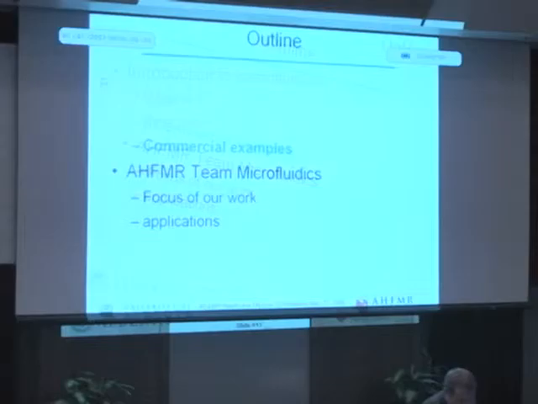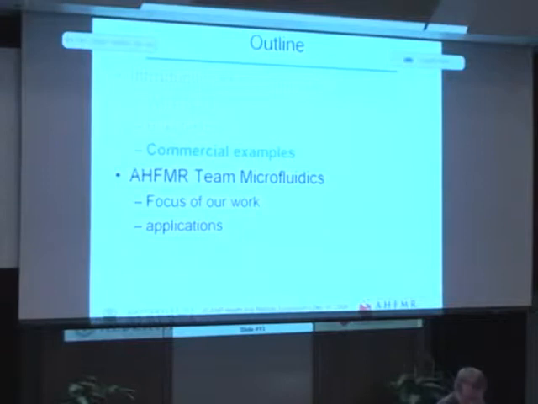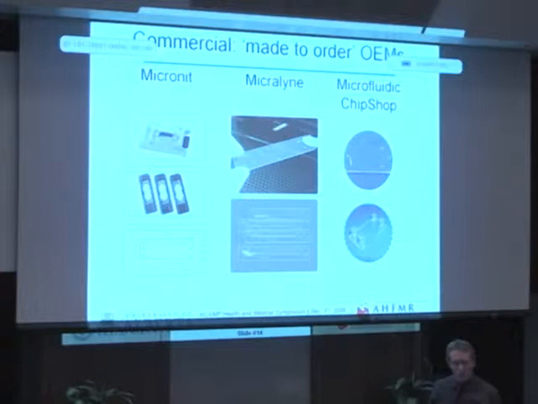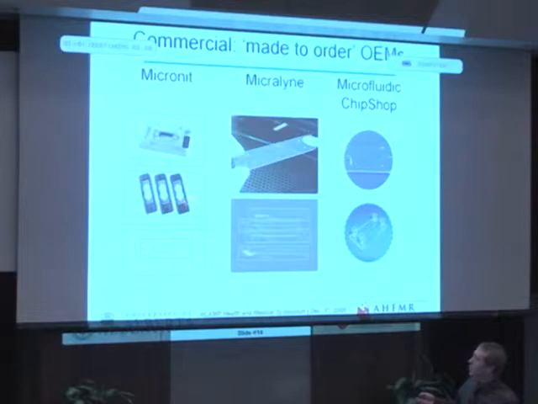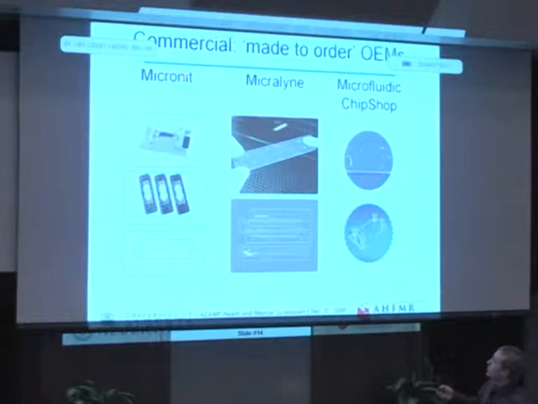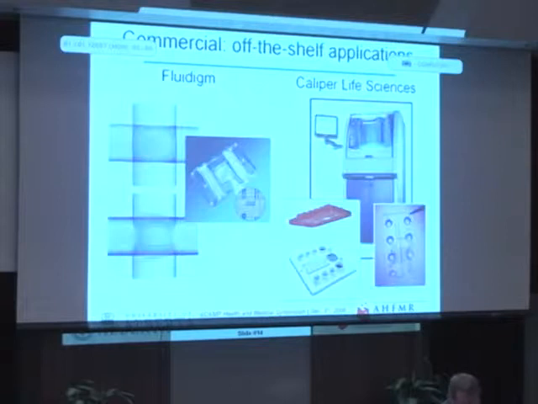So let's look at a few commercial examples. I'll kind of zip through these a little bit. There are a number of companies that are working in the area of microfluidics. Some are doing mostly OEM manufacturing: Micronet, Microline here in town, microfluidic ChipShop in Germany, Micronit in Holland. So they have a few off-the-shelf products, but mostly they focus on what the customer wants.